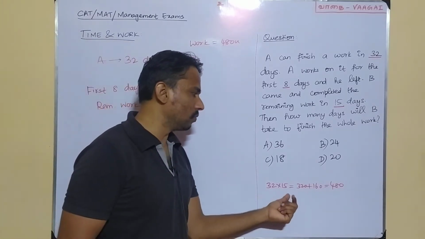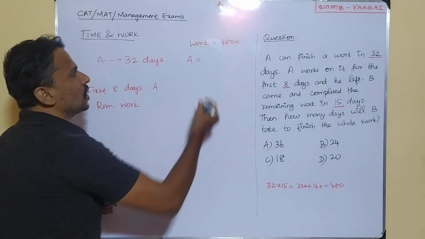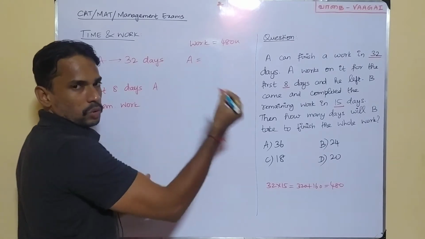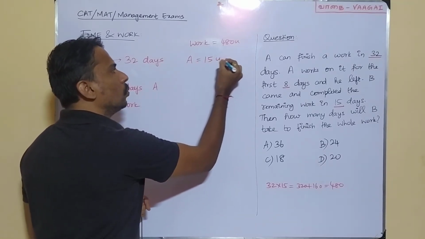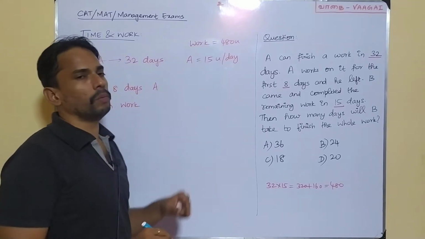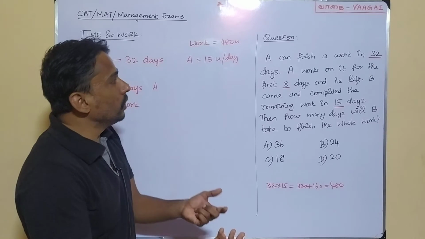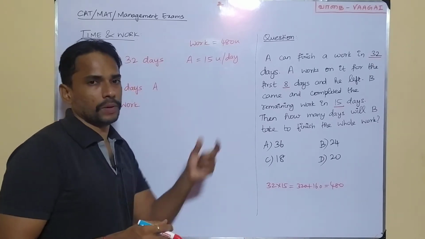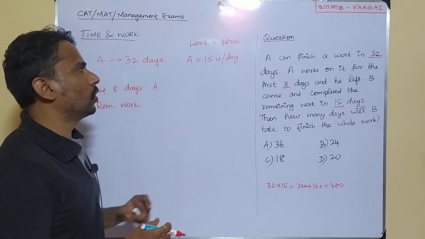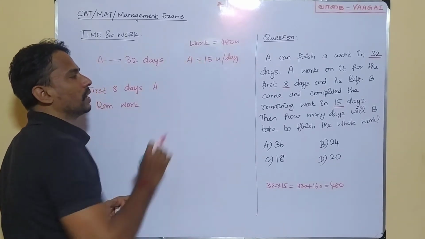We just got 32 into 15 as 480. So in that case, 480 by 32 is going to be 15, right? So that means A's efficiency is going to be 15 units per day, right? Okay, so doing the problem in this method is what you call the unitary method. This is called unitary because you are taking units, right? So in that case, we call it the unitary method. A's efficiency is 15 units per day.